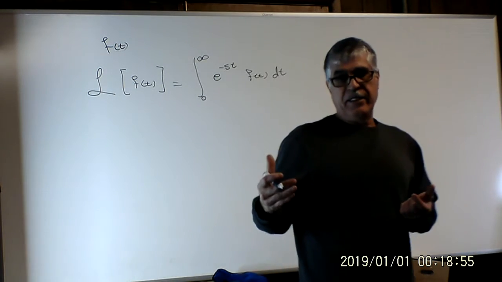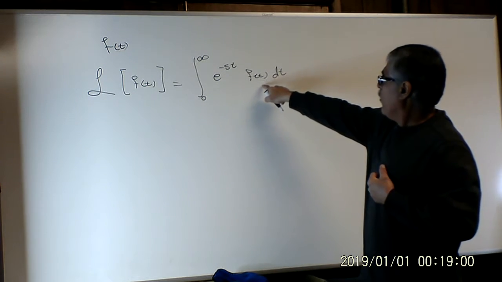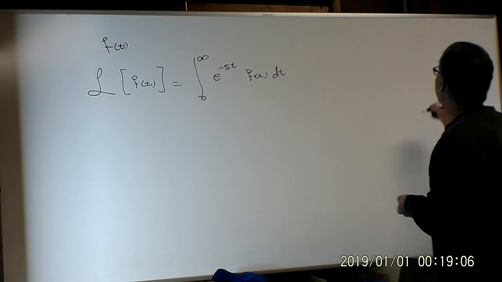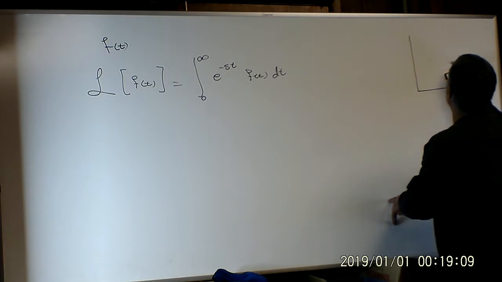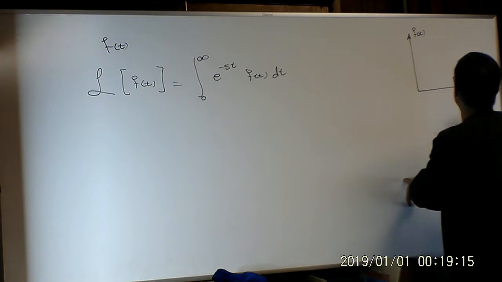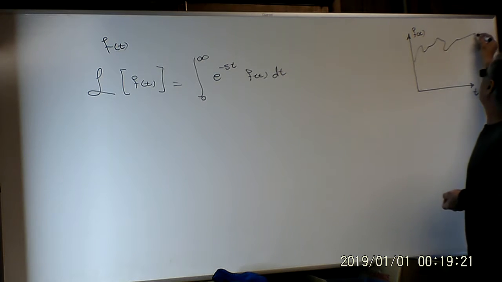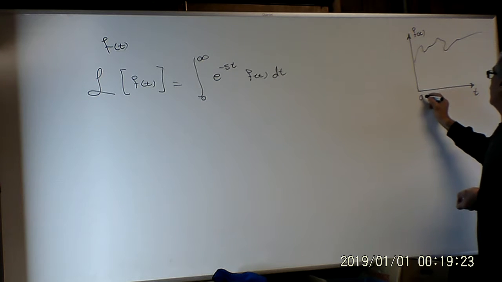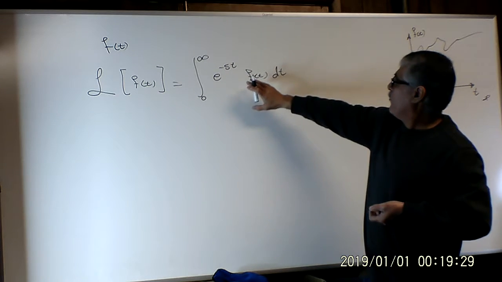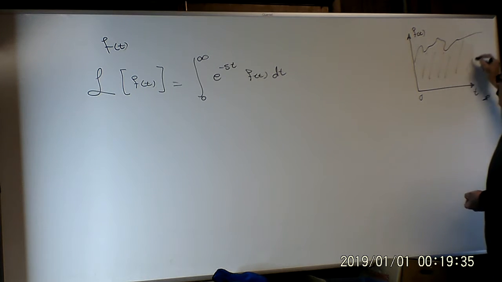Now, understanding this integral is very important. Here we are taking the integration of our function with our variable from 0 to infinity. So if we assume that this is our function f of t, and this is our variable t, and let's assume that this is our chart, then integration from 0 to infinity of our function f of t means the entire area under this curve.